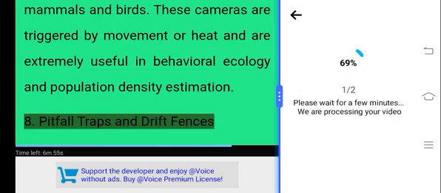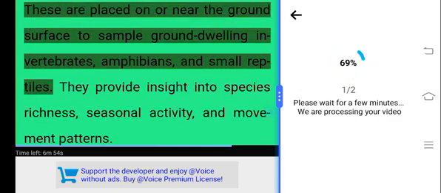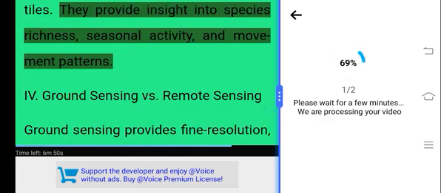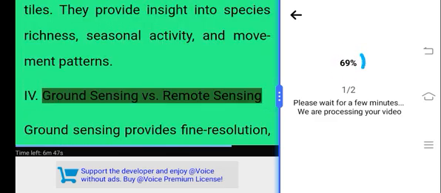8. Pitfall traps and drift fences. These are placed on or near the ground surface to sample ground-dwelling invertebrates, amphibians, and small reptiles. They provide insight into species richness, seasonal activity, and movement patterns. IV. Ground sensing versus remote sensing.